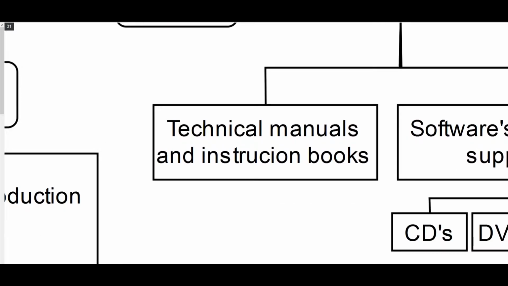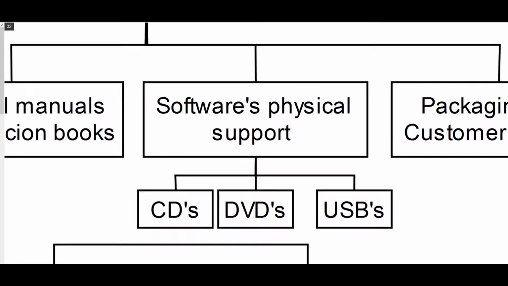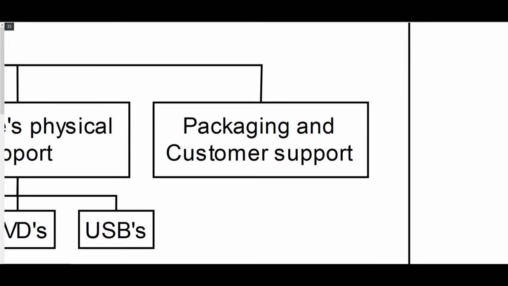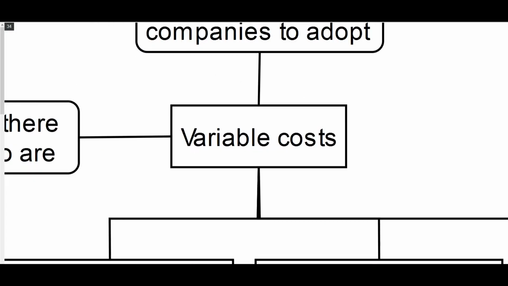For example, technical manuals and instruction books, software physical support, for example CDs, DVDs, and USBs, or packaging and customer support. Following the building construction analogy, this will be like the maintenance cost, paying for electricity, paying for water, paying for the employees that clean the building. So these costs are variable, as the name says. It means that you don't know how much you are going to pay each time.